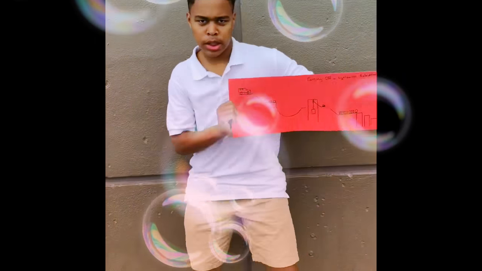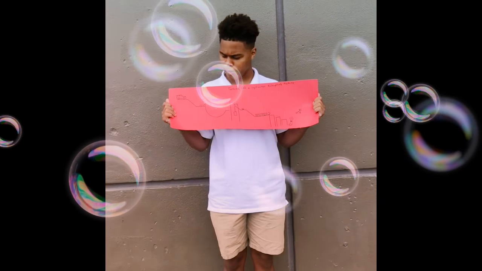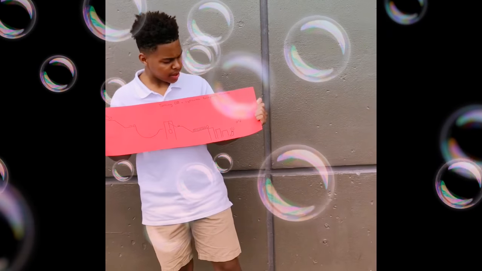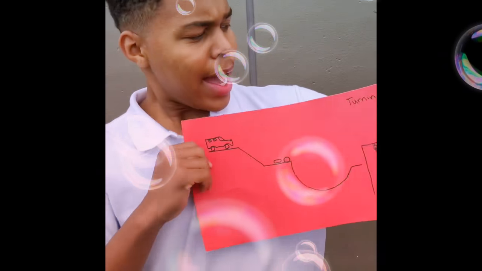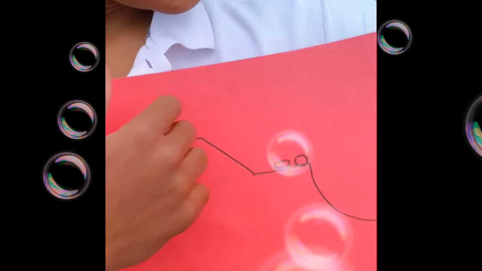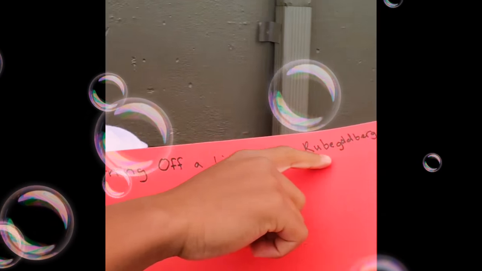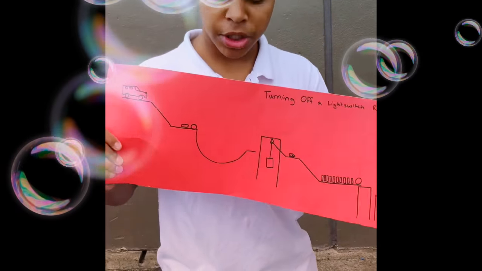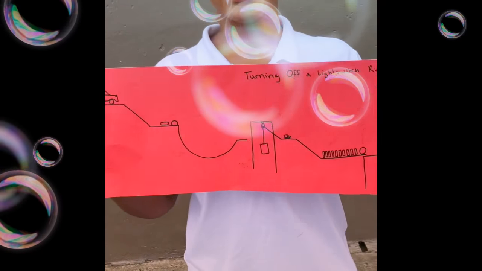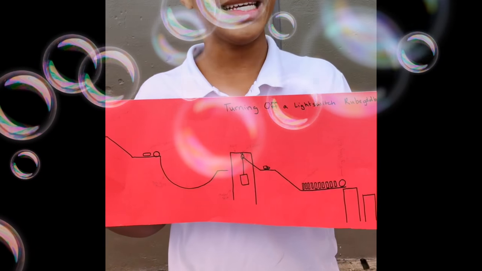Cheer, go, Rube Goldberg machine. So this is our Rube Goldberg machine diagram. Get up a little bit closer. As you can see, it says turning off a light switch, Rube Goldberg machine. And so this Rube Goldberg machine is going to accomplish turning off a light switch.